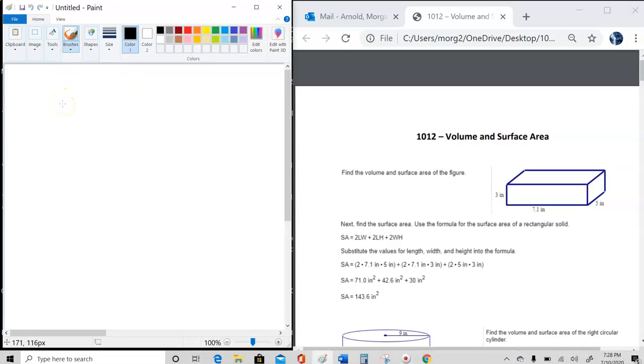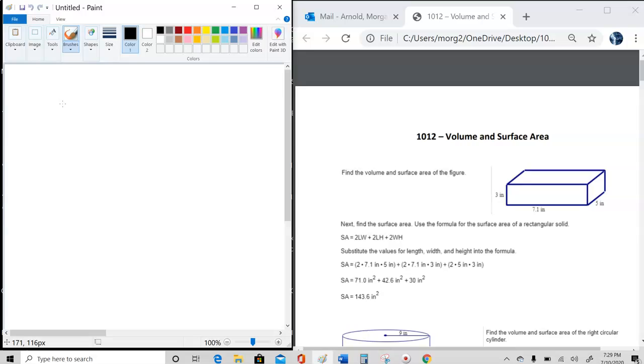Math 1012, volume and surface area. Volume means for a three-dimensional shape, you're finding not only the outside part, but also the inside part. And volume is usually measured in cubic units. Surface area is just around the figure, and surface area is in square units.